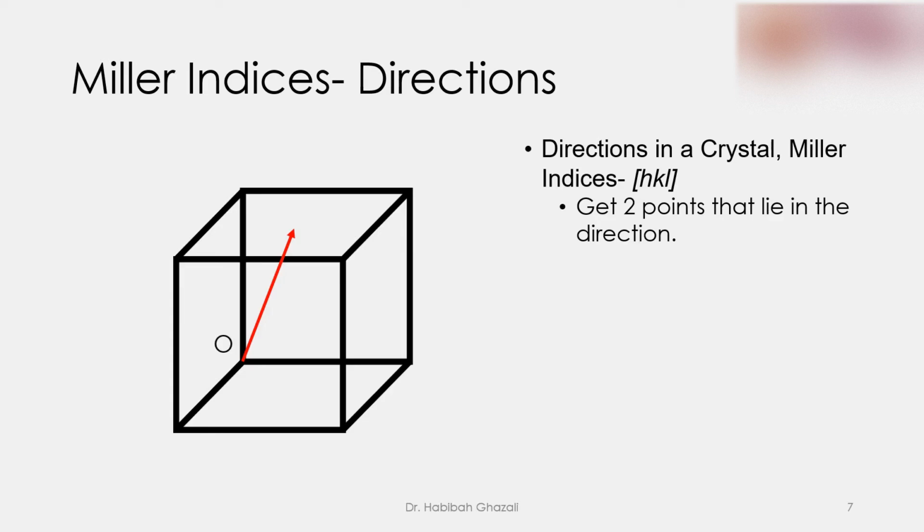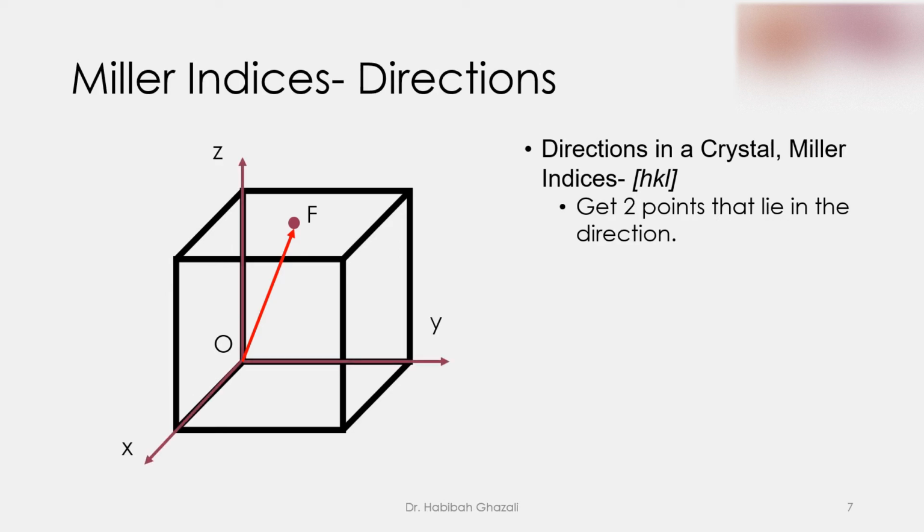So say I will use the tail coordinate as point 1, which I denote as O, and I also have F here as the head of the vector. That's the 2 points that I have that lie in that direction. So now I need to find the coordinates of these 2 points.